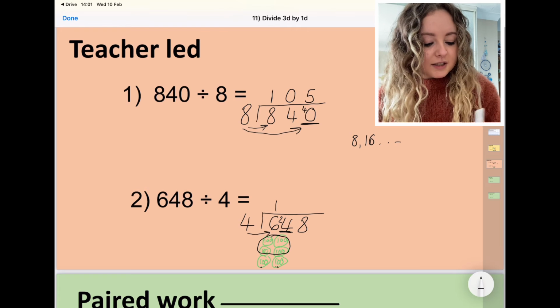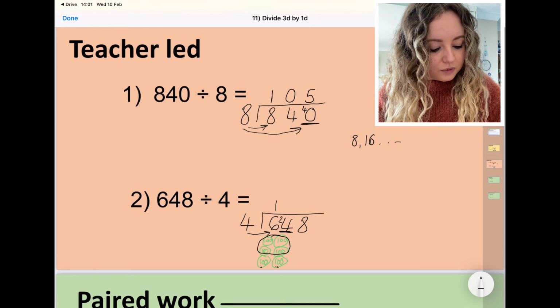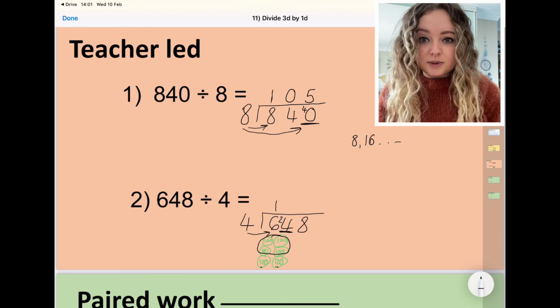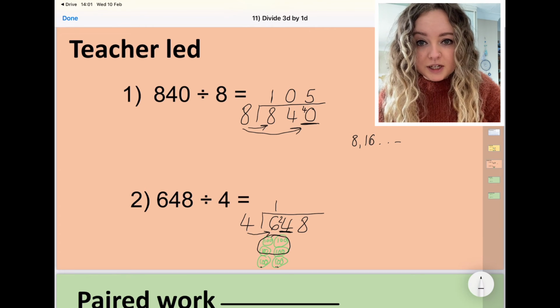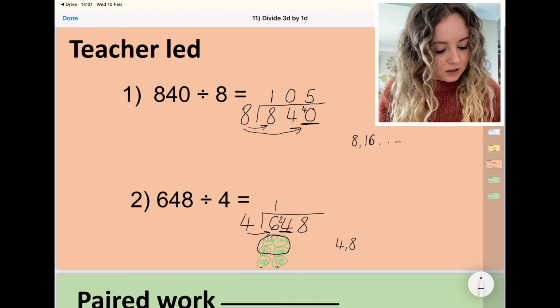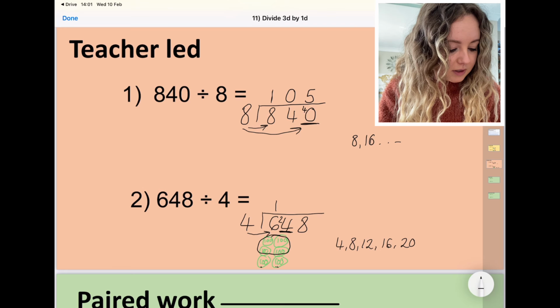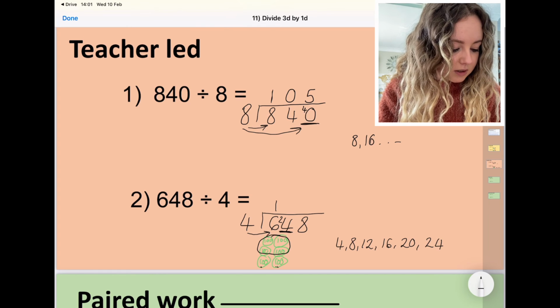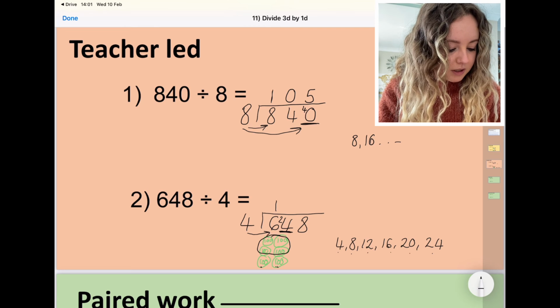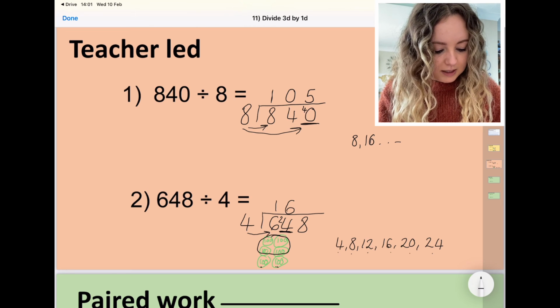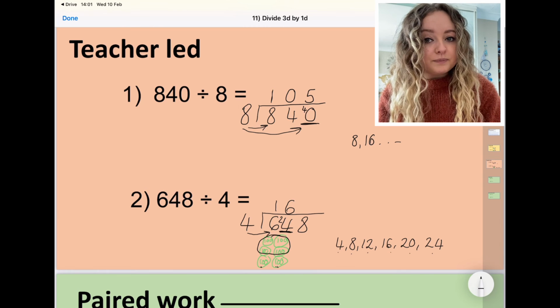Okay, so now we're looking at doing how many 4s go into 24. Okay, so again, we might need to write out our 4 times table to work this one out. So 4, 8, 12, 16, 20, 24. So how many is that? 1, 2, 3, 4, 5, 6 times. Okay, so that's 6. Perfect.